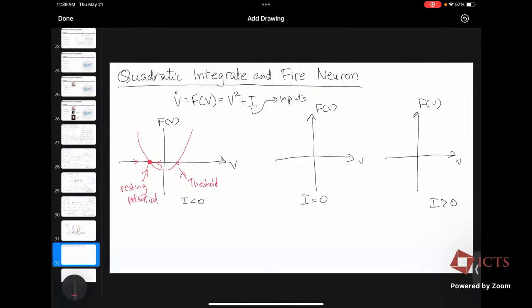Why is this my threshold? Because if I now gave you a perturbation that was large enough to exceed the threshold, then I would fly away in this direction. So this in itself is already capturing this idea of an action potential.